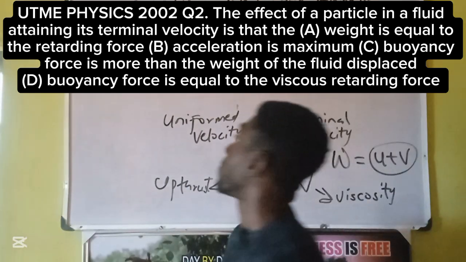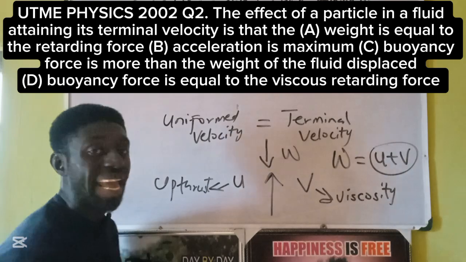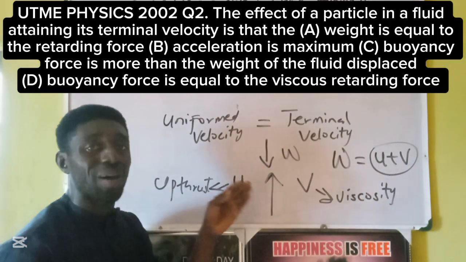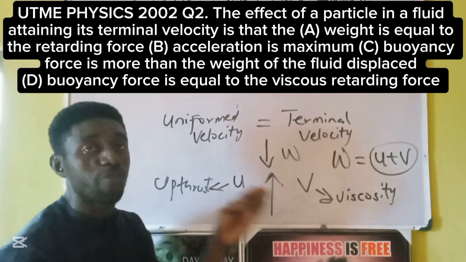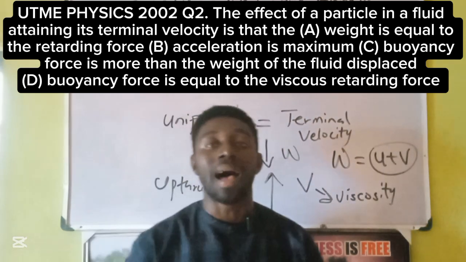So going back to our options, the best option there is option A, where the weight of the parachuter equals the retarding forces, which are upthrust and viscosity.